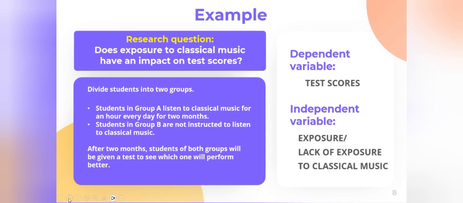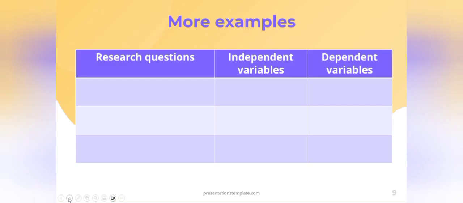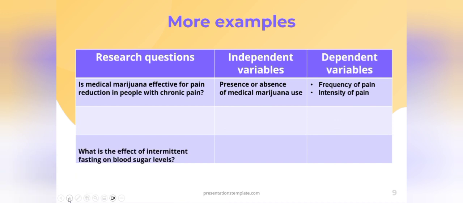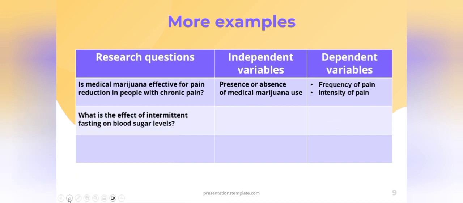All right, so let's do some more examples here. I have the research question of, is medical marijuana effective for pain reduction in people with chronic pain? So the IV here I want to use is the use of medical marijuana, and I want to see if it has any effect on the dependent variable, which is the pain. The second question is, what is the effect of intermittent fasting on blood sugar levels? So I want to study whether the independent variable, which is intermittent fasting, has any effect on the dependent variable, which is the blood sugar level.